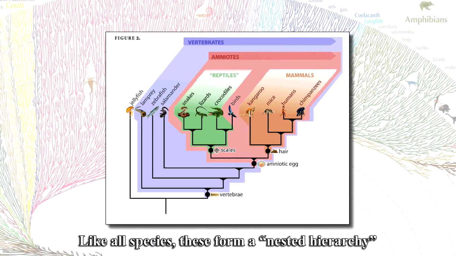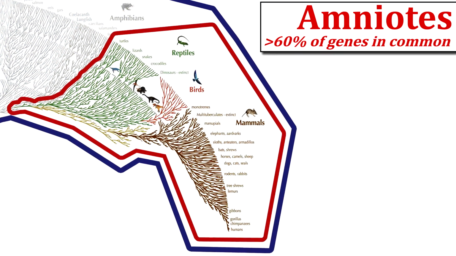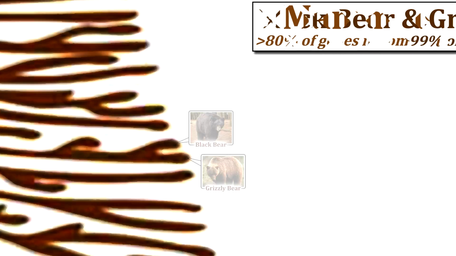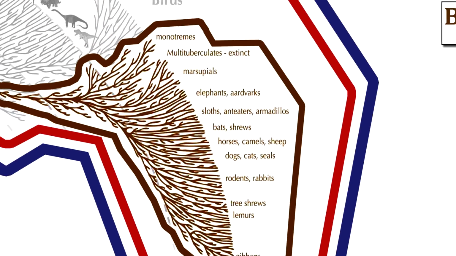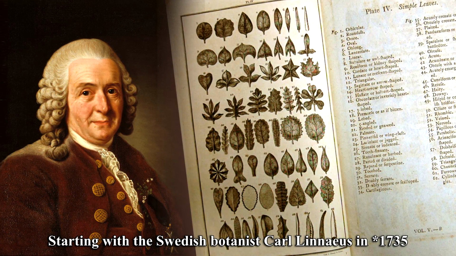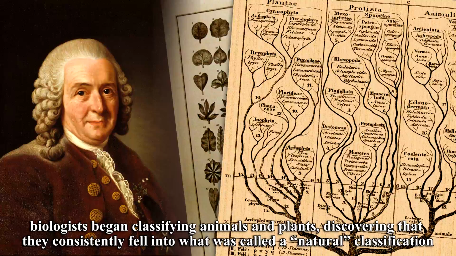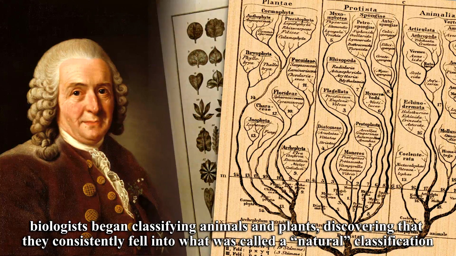Like all species, these form a nested hierarchy, a hierarchy in which big groups of species whose members share a few traits are subdivided into smaller groups of species sharing more traits, and so on down to species like black bears and grizzly bears that share nearly all their traits. Actually, the nested arrangement of life was recognized long before Darwin. Starting with the Swedish botanist Carl Linnaeus in 1635, biologists began classifying animals and plants, discovering that they consistently fell into what was called a natural classification.